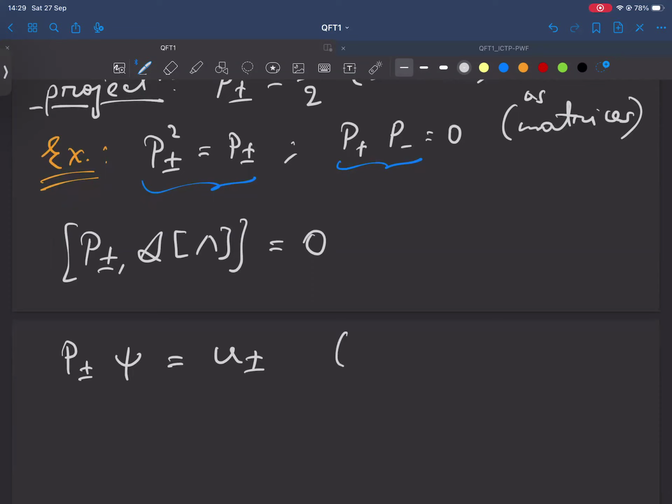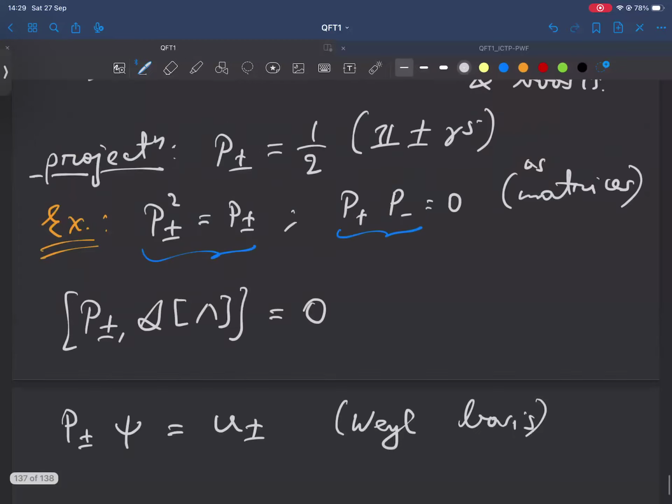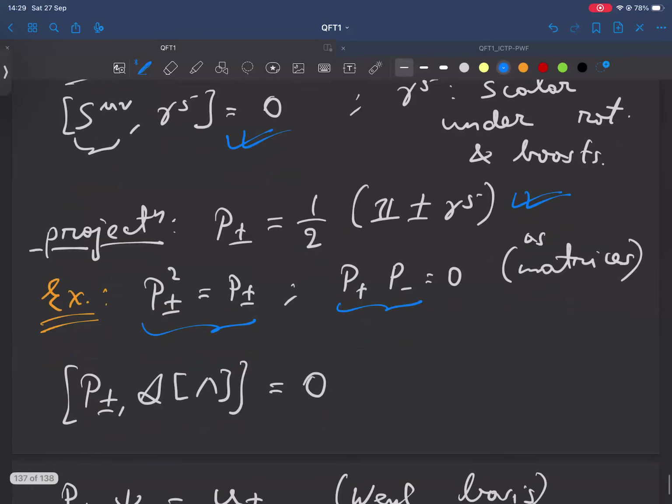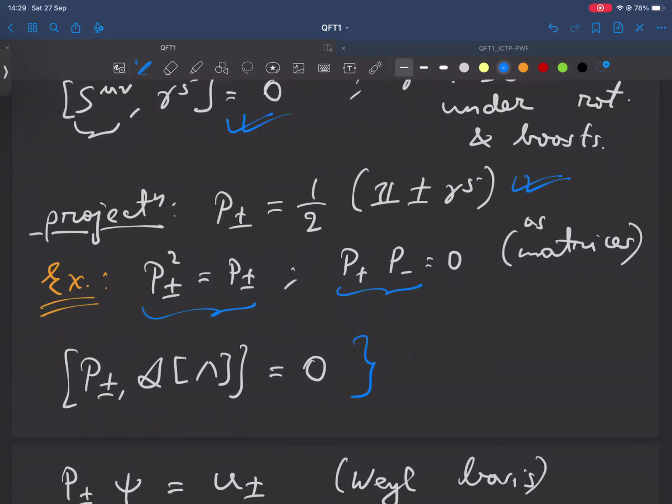But remember that this is done in the Weyl basis. However, this equation is basis independent. Also, these things just follow from the Clifford algebra identities, and hence even this equation is basis independent.